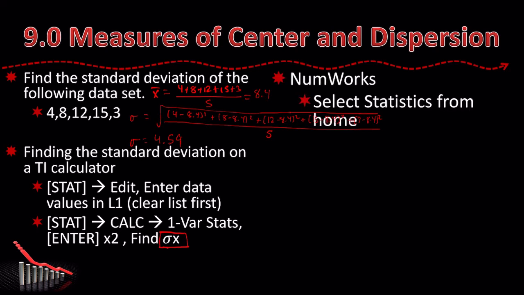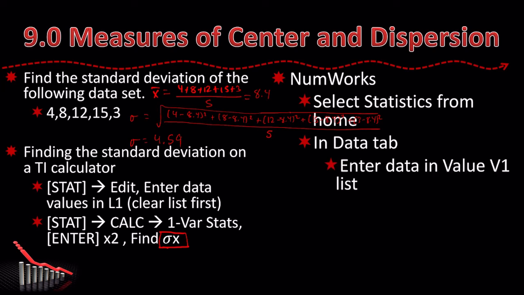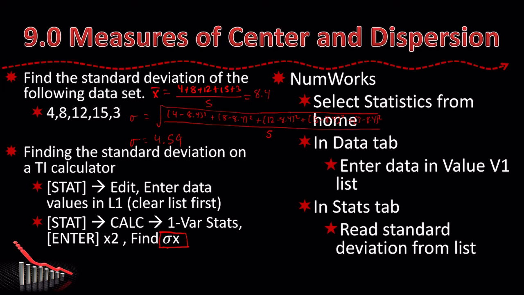If you have the NumWorks calculator, you'll select Statistics from the home screen. And then you'll go to the Data tab. And you'll enter all the data values in list 1. And then you go to the Stat tab. And then you just go down and it tells you the standard deviation. Much quicker.